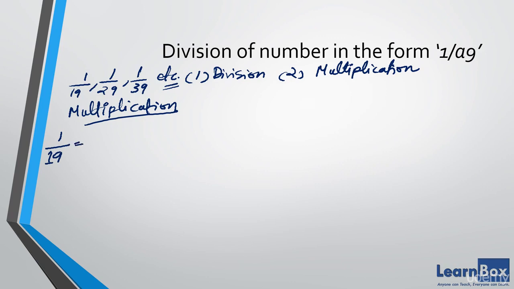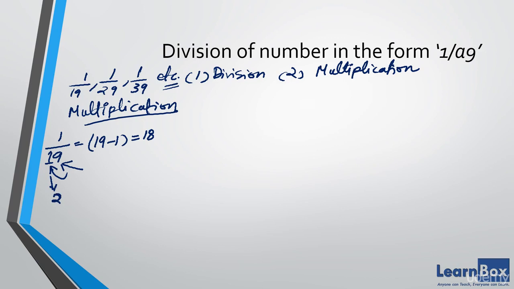The first thing here is 19 minus 1, which is the difference of denominator and numerator, is equal to 18. So our answer will be in 18 decimal places, and after that it will start repeating. And the second thing is obviously the sutra, which is Ekadhikenam Purvena. The last digit here is 9, the previous digit is 1, so 1 more than 1 is 2.